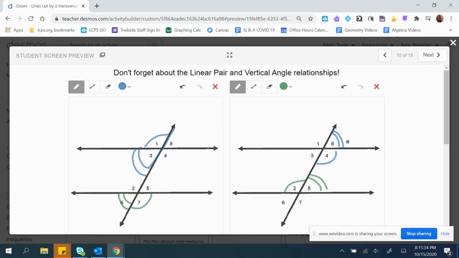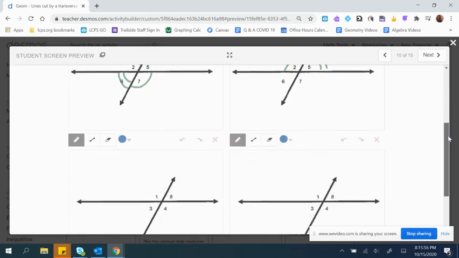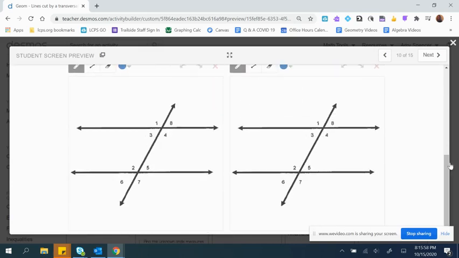So you could have that linear pair at 4 and 8. You can have the linear pair at 1 and 3. You can have the linear pair at 1 and 8, a linear pair at 3 and 4, a linear pair at 2 and 5, a linear pair at 6 and 7, a linear pair at 2 and 6, and a linear pair at 5 and 7. I'm sure that you can see why I didn't draw all of those out for you, but just keep it in mind that they are all still linear pairs, and so that supplementary rule of 180 still applies.